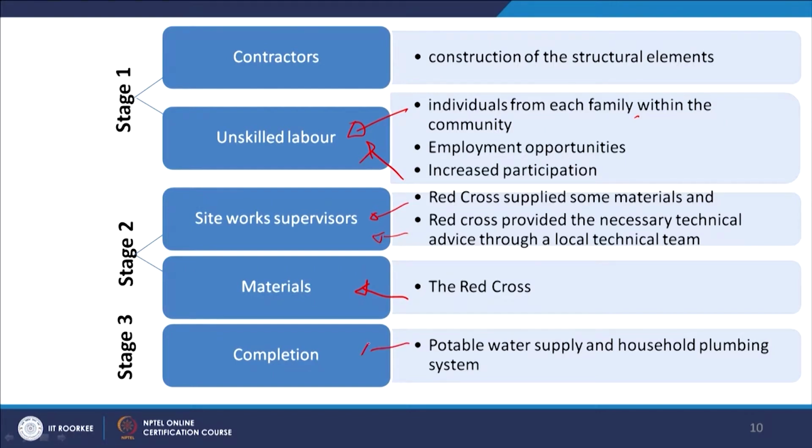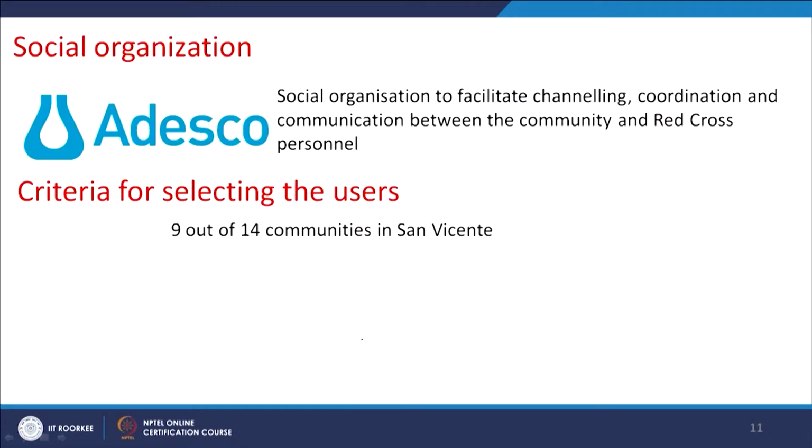And stage 3 is the completion, which has the potable water supply and the household plumbing systems, which are part of the service mechanism. Now, how has the community participation been approached? One is through the social organizations, the local communities, through their own networks.